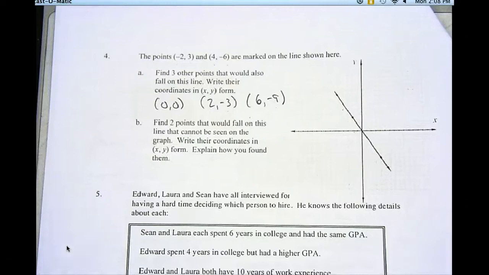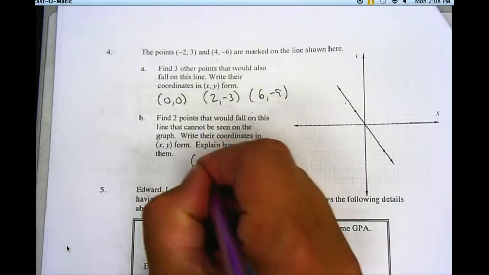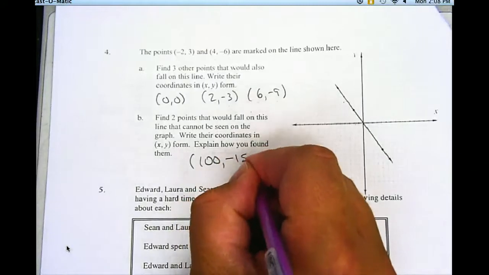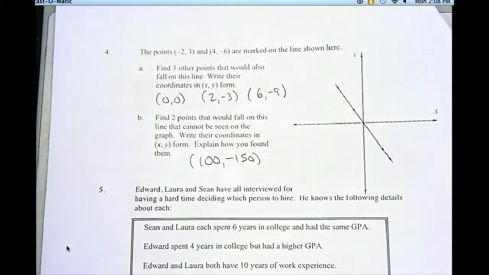Find 2 points that would fall on this line that cannot be seen on the graph. Write the coordinates in the form x, y. Explain how you found them. So what I'm going to do, I can just even pick 100 for x. If I multiply 100 by negative 1.5, it's going to be negative 150. That's 1 point that's going to be on there.